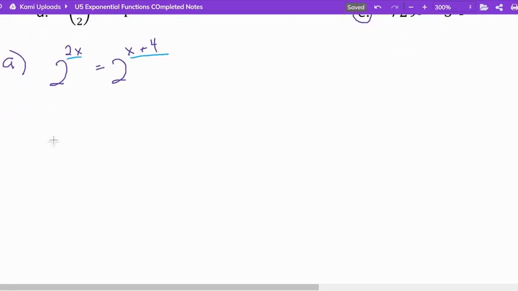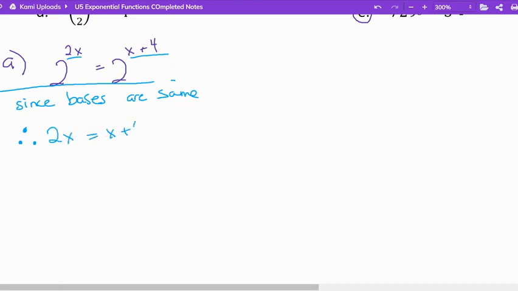So I can write, since bases are same, I can say, therefore, 2x equals x plus 4. So since the bases are the same, that means the exponents are the same. Does that make sense? And so the trick to this question is to change the base so that the two sides have the same base.